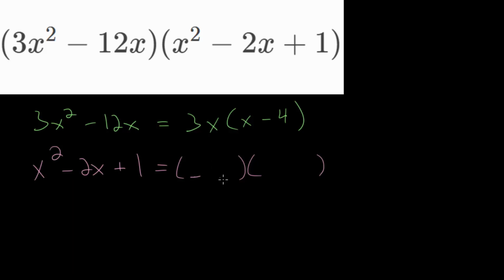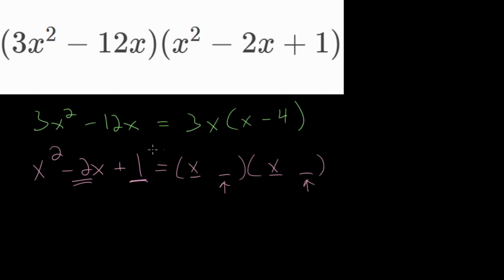We know that these binomials each have two terms, and we know the first terms have to multiply to x squared. So the first ones in each of these have to be x and x, since if we remultiply this out, when we distribute, we'll get x times x, which is x squared, the highest power term. Now, these two missing constants have to multiply to positive 1, though they will also add to negative 2.